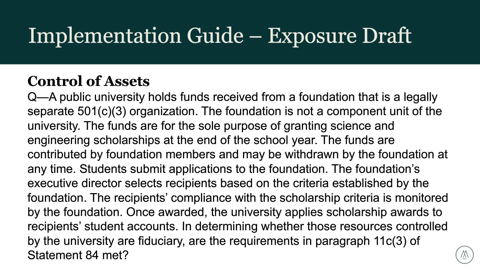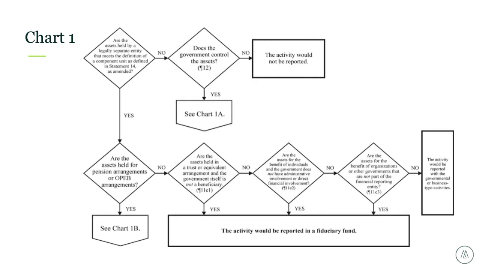So I'm going to go back to the first flowchart that we looked at. If we go to the top of this, we've already determined that the entity is not a legally separate entity that meets the definition of a component unit of the university. So we're going to answer no there. Then that very important question that we talked about: does the government, or the university in this case, control the assets? In this case, they do have the assets in their possession, so they hold the assets, so they meet that criteria in paragraph 12.